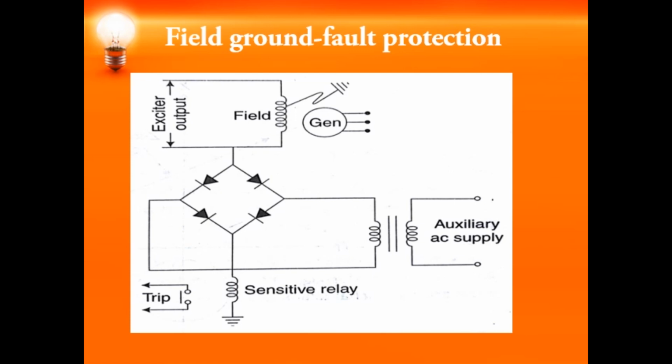In that case, there will be an unbalance in the air gap flux and an unbalance in the magnetic force, which will increase the vibrations. So we shouldn't make the current flow only through a portion of the winding, as it will cause local heating. So we need to protect the rotor against the field ground fault also.